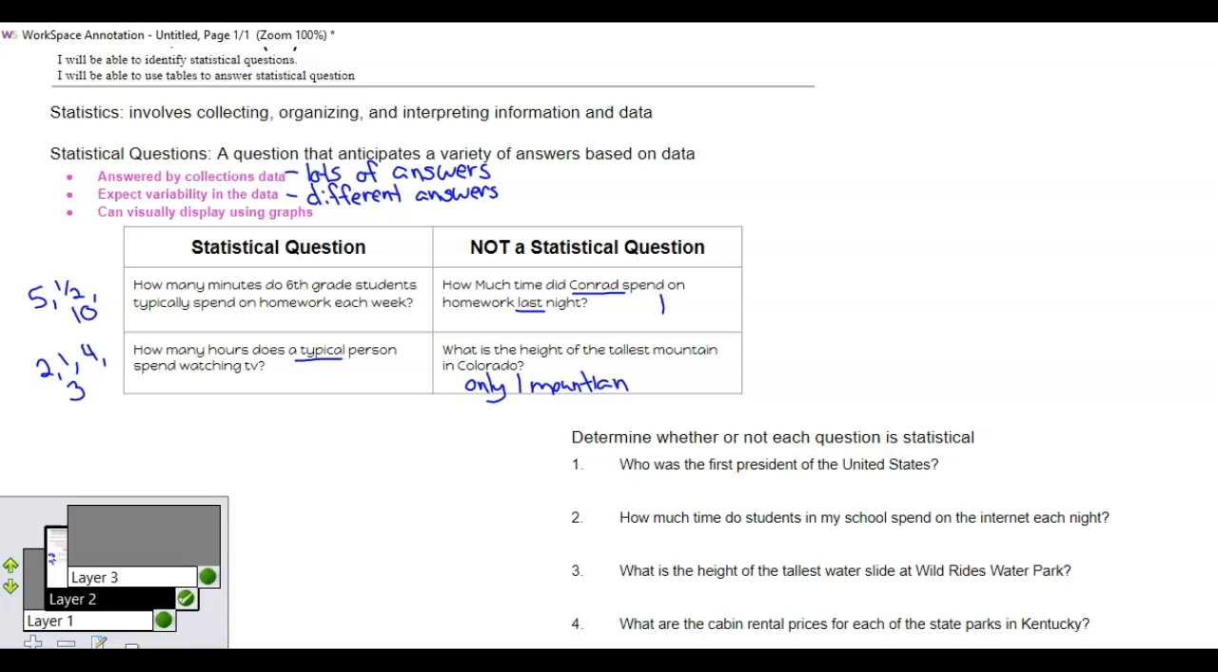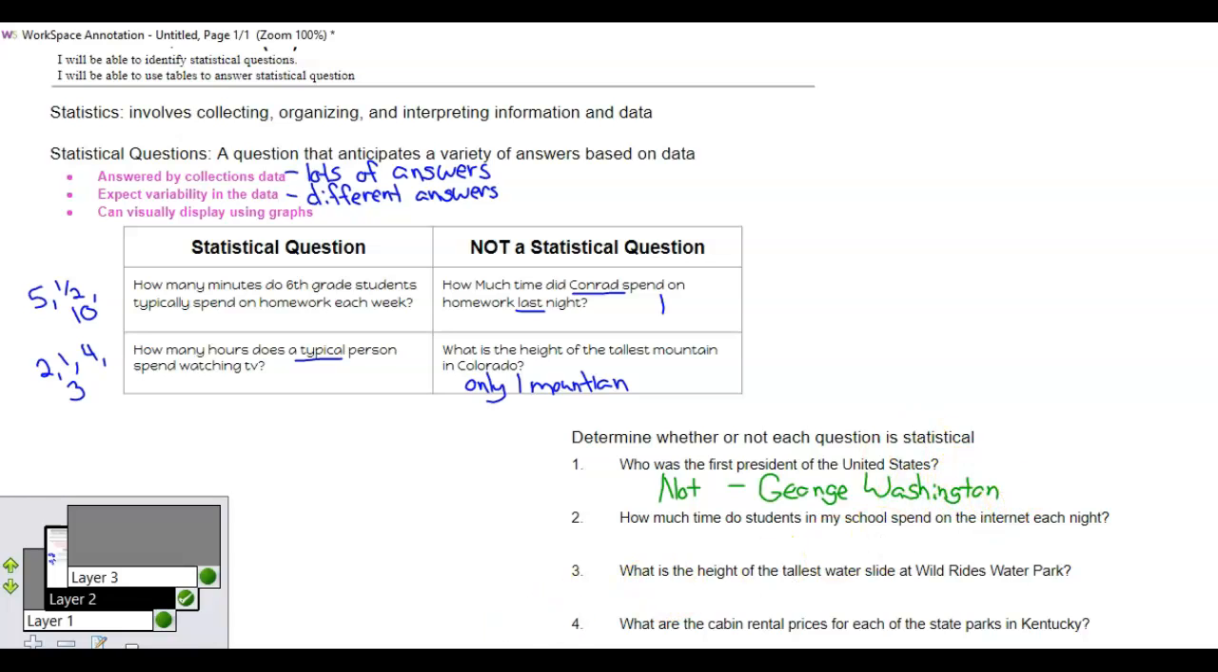Now that you have done that, let's take a look at number 1. Who was the first president of the United States? I hope you said not, and the reason is we know who it is. It's a fact. There's not another answer to go there.